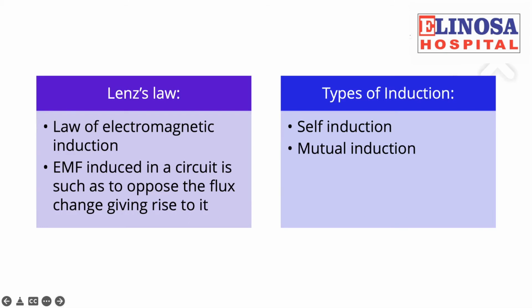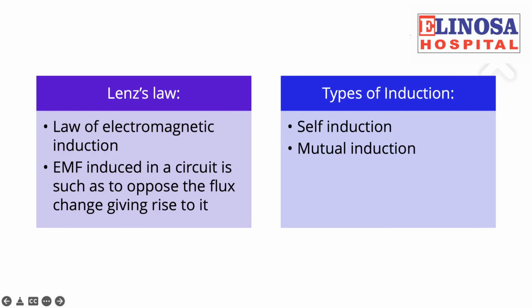EMF induced in a circuit is such as to oppose the flux change giving rise to it. Flux change means the direction or the quantity of the electric charges that pass through it. That is just the concept of flux, but you can't define a law in your own words; you have to describe how Lenz's law is defined. So the EMF induced in a circuit is such as to oppose the flux change that is causing it. That is known as Lenz's law.